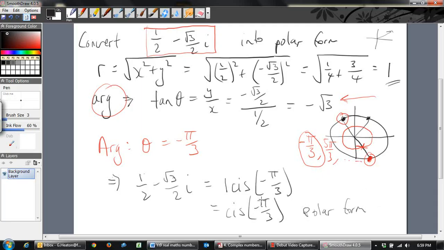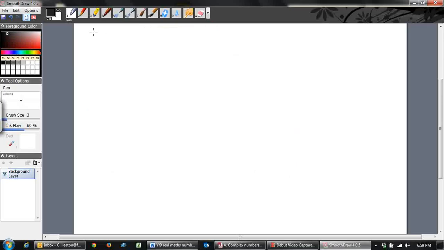An exercise for you to do is to expand this out and see if, when you expand that back into rectangular form, you get back to this here. A good little exercise to do. Okay, let's do something slightly different, or just do exactly that. Let's convert the other way. Convert 5 cis 2 pi on 3 into rectangular form.